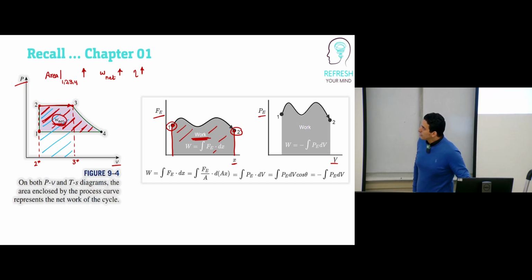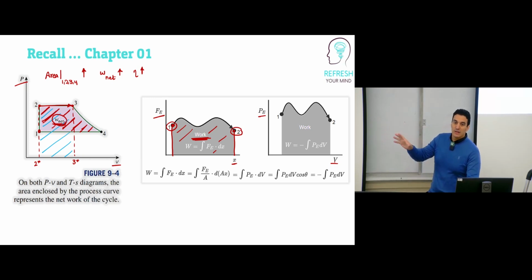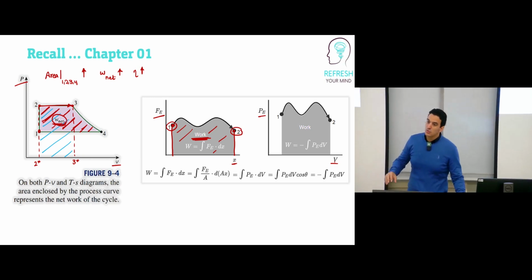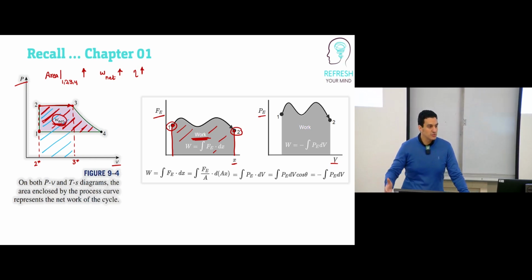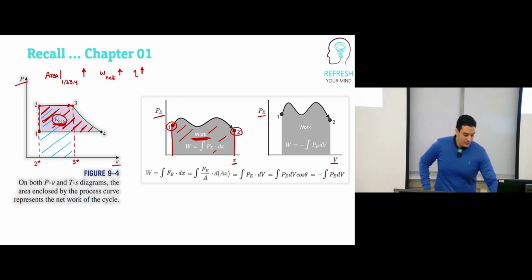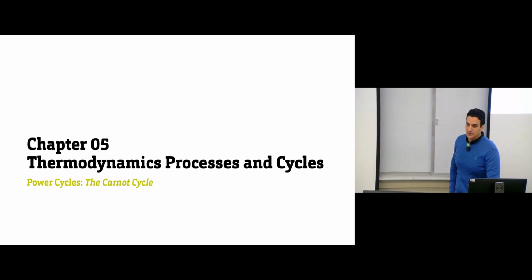Okay. In order to analyze the power cycles or heat engines, we have an ideal cycle, an ideal heat engine. And when we are talking about ideal, this means we will assume that all the processes we have in this engine will be reversible or irreversible. Which one is ideal? Reversible. And this is what is called the Carnot cycle.